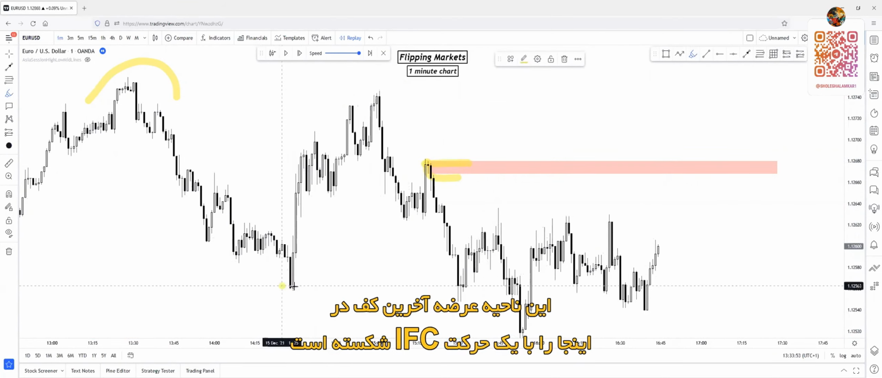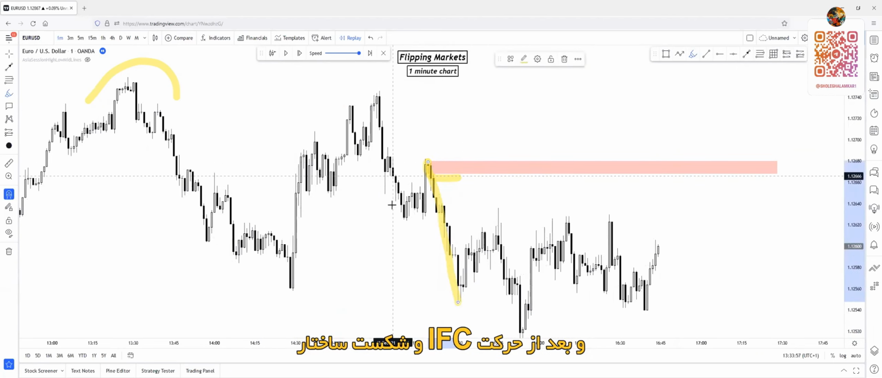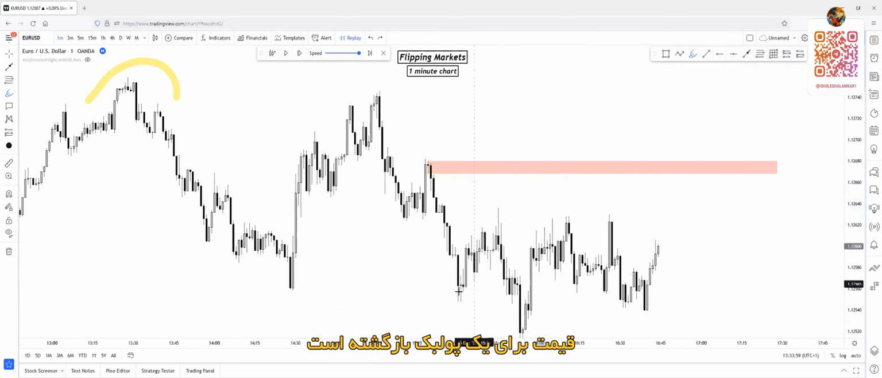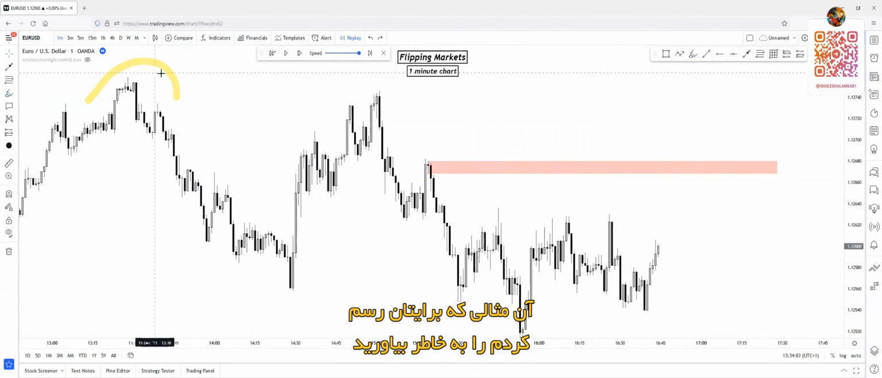This supply zone broke the last low point here with inefficient movement. And after the inefficient movement and the breakout structure, it came for a pullback, but couldn't tap into this supply zone. So can you just remember the example that I drew for you?